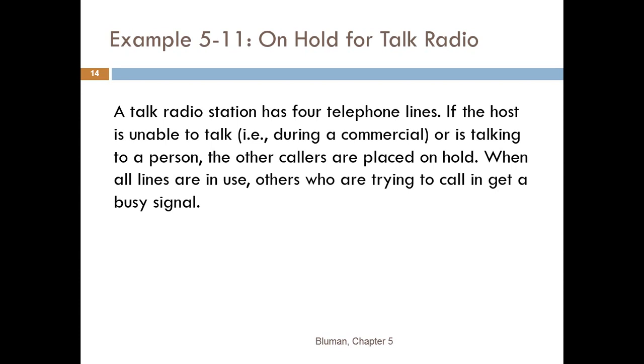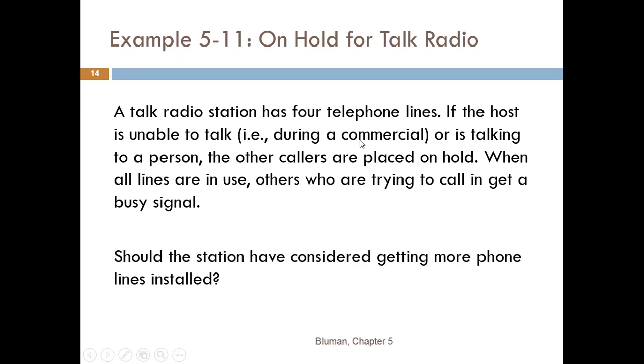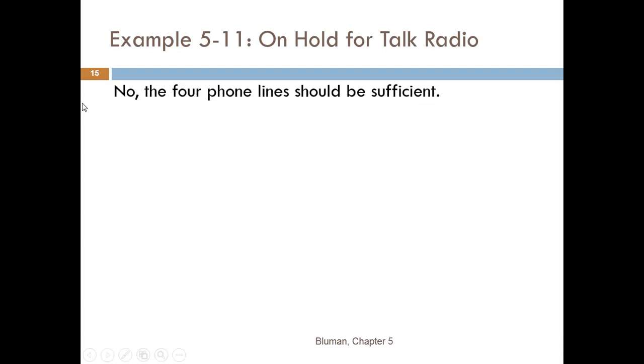So if that talk radio station has 4 telephone lines, if the host is unable to talk or is talking to another person, the other callers are placed on hold. So remember that. When all lines are in use, others who are trying to call get a busy signal. The question is, thinking of that, should the station have considered getting more phone lines? Okay. So do you think that 4 is enough, or are they too often going to have people on hold? Well, they say no, 4 phone lines should be sufficient.